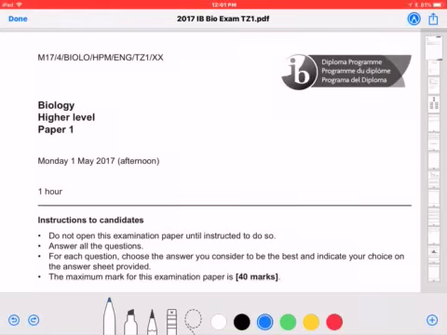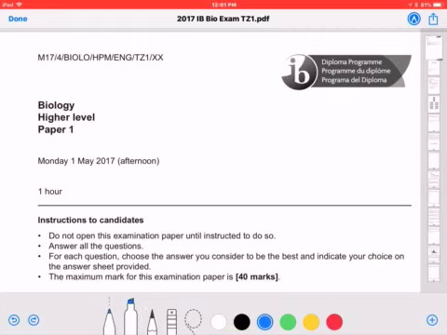Okay, so we're going to walk through the exam format so that you'll know what to expect for the IB Bio exam on May 14th and 15th. What you're going to be looking at is an exam from last year, from 2017. So the format hasn't changed. The only thing that would be different are the dates.